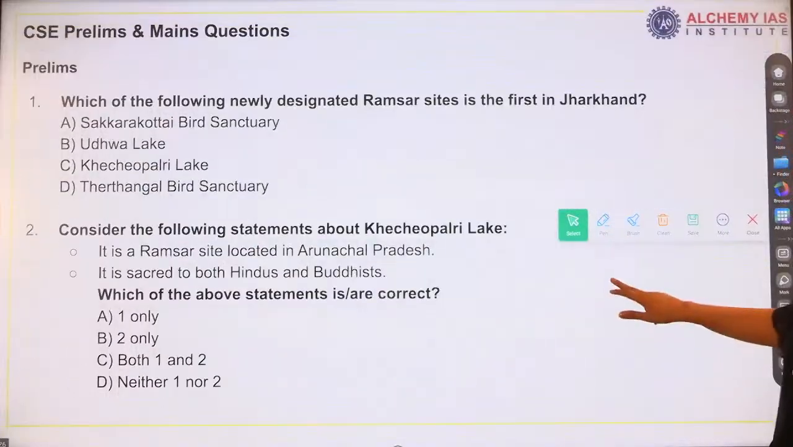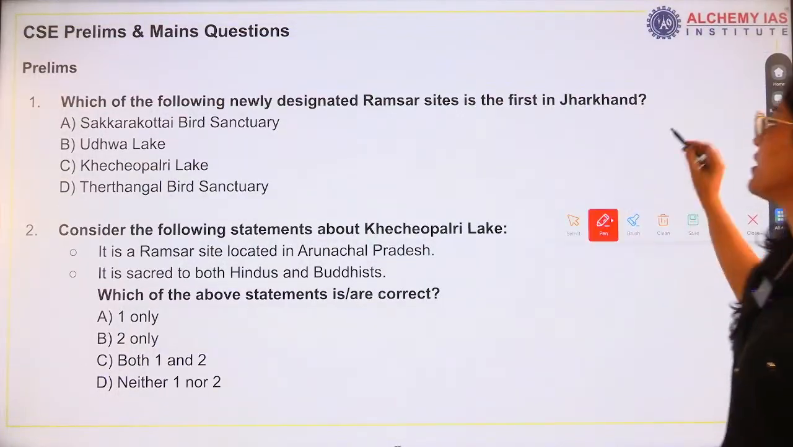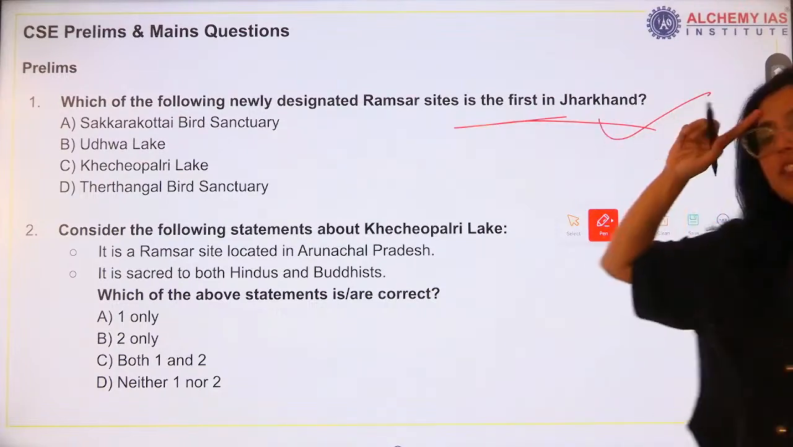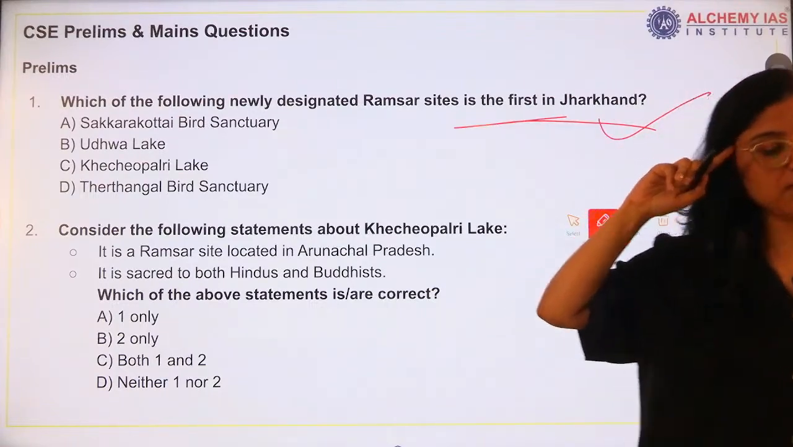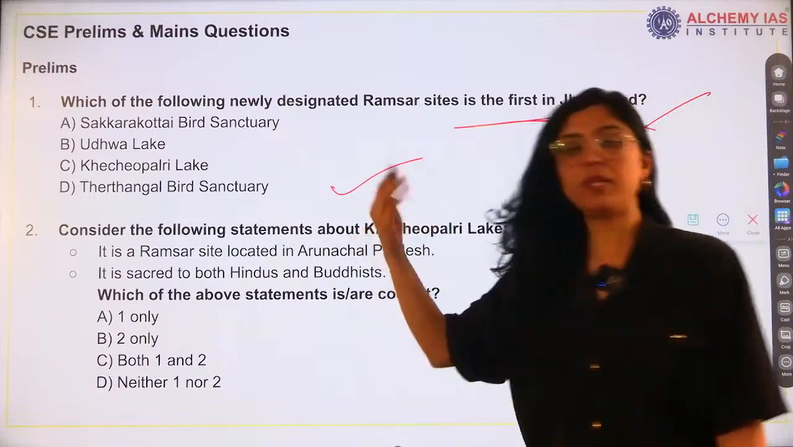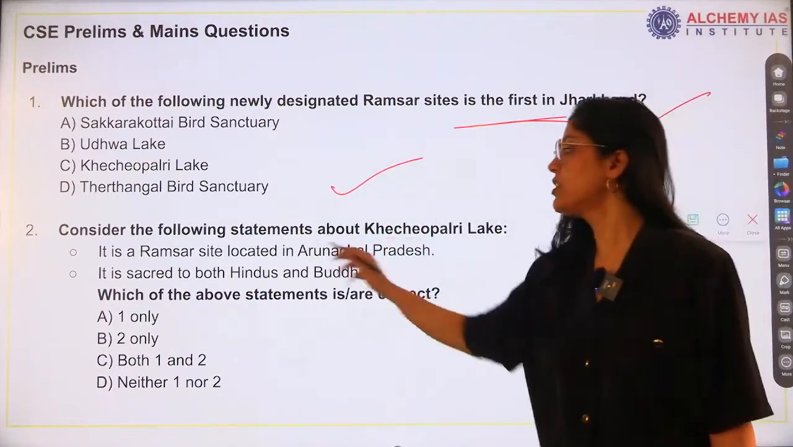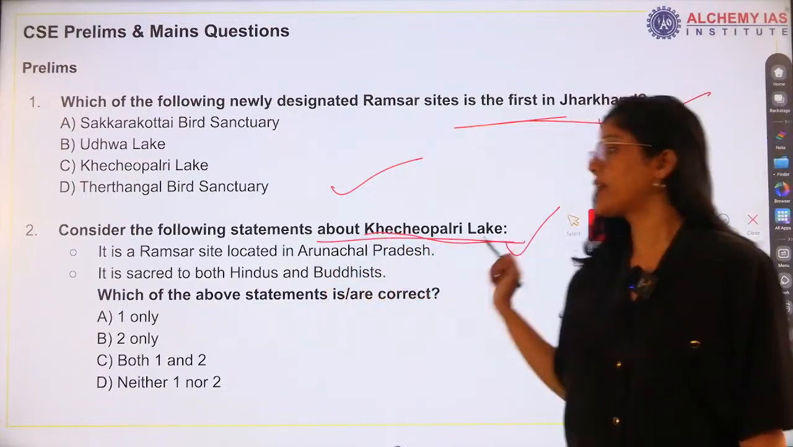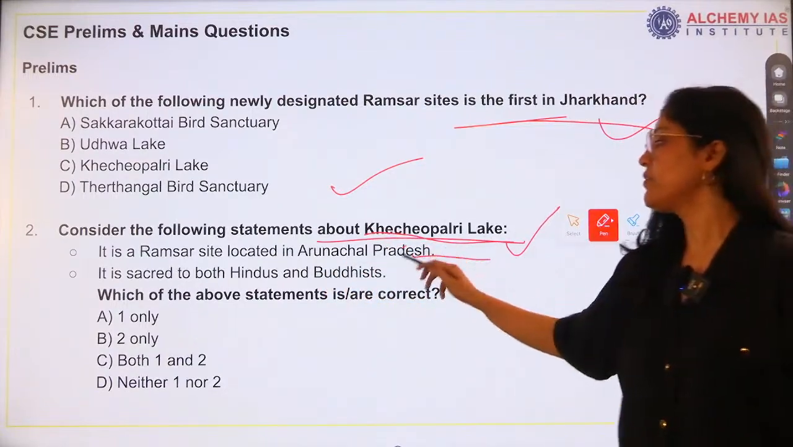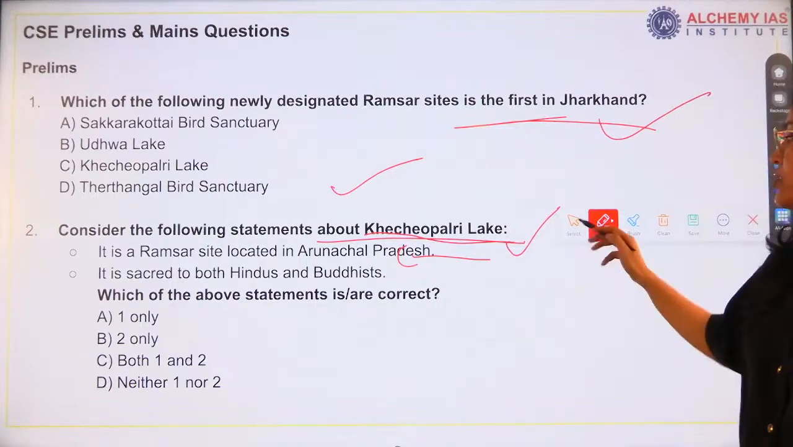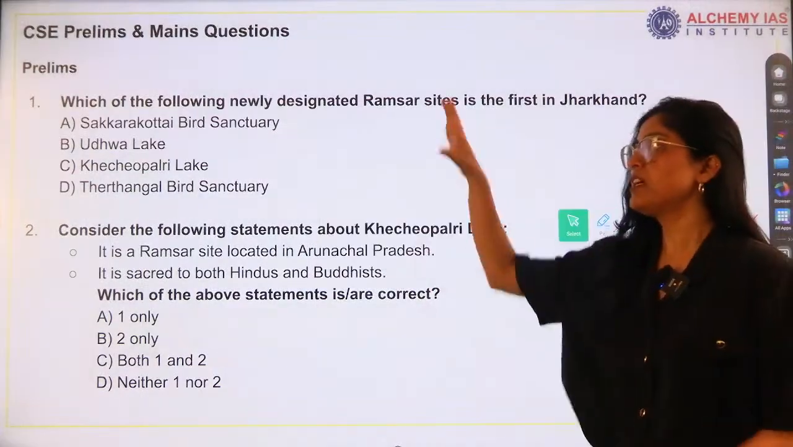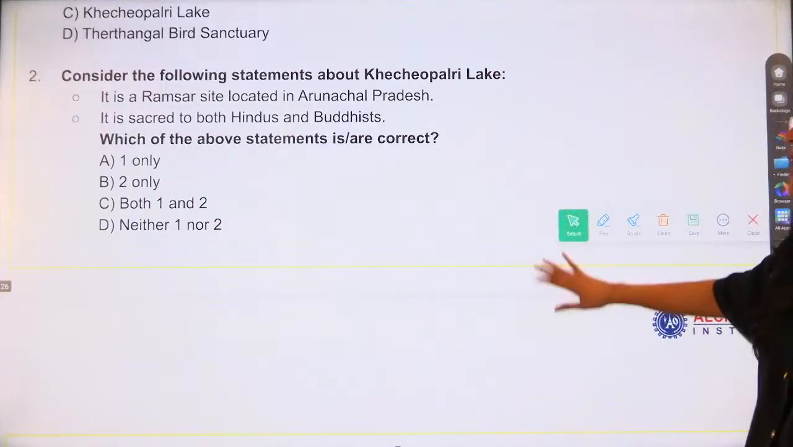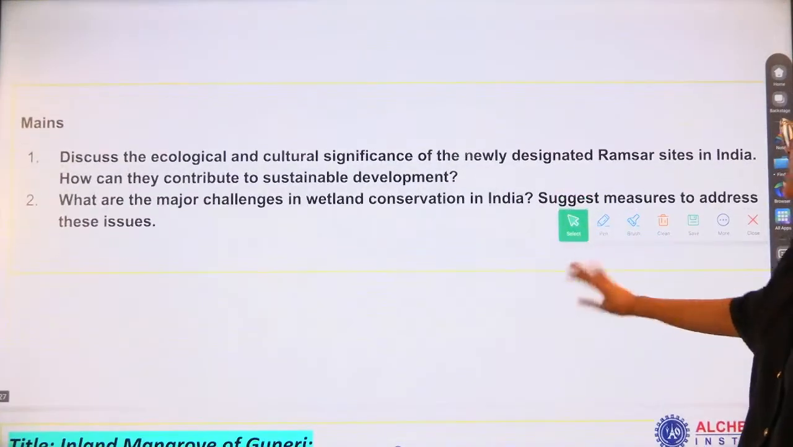Question time. Which of the following newly designated Ramsar sites is the first in Jharkhand? What is the answer? Please type it in the comment section. Consider the following statement about Khecheopalri Lake. We have to tell whether it is in Arunachal Pradesh or some other state. Please mark the answers, write the answer in the comment section.